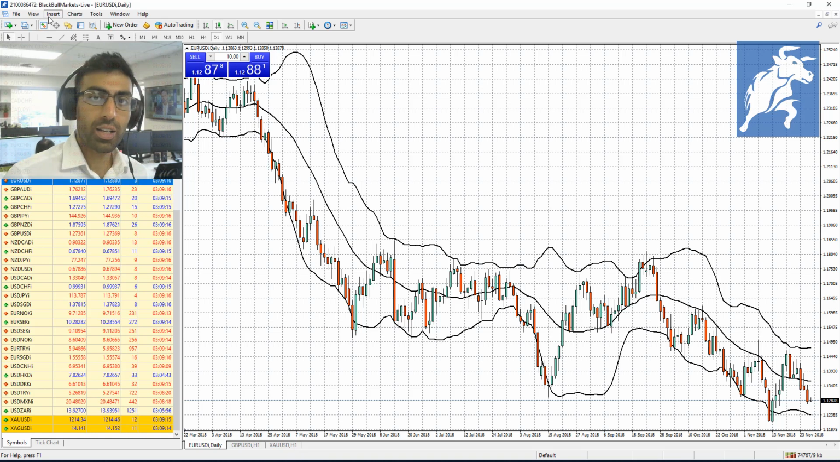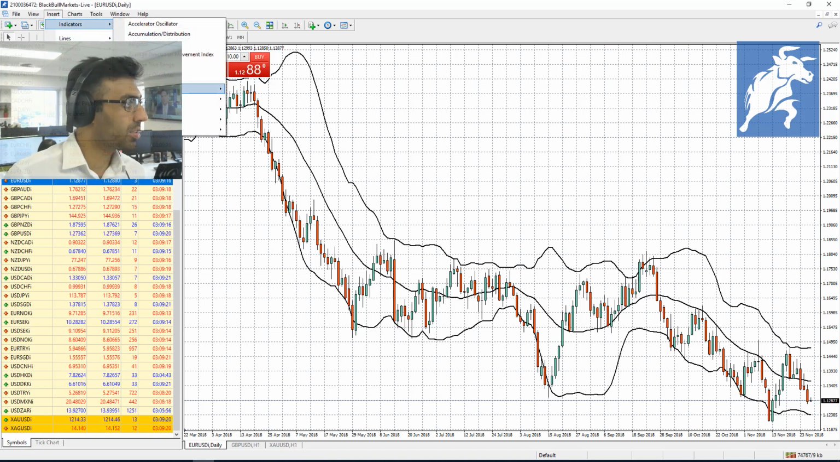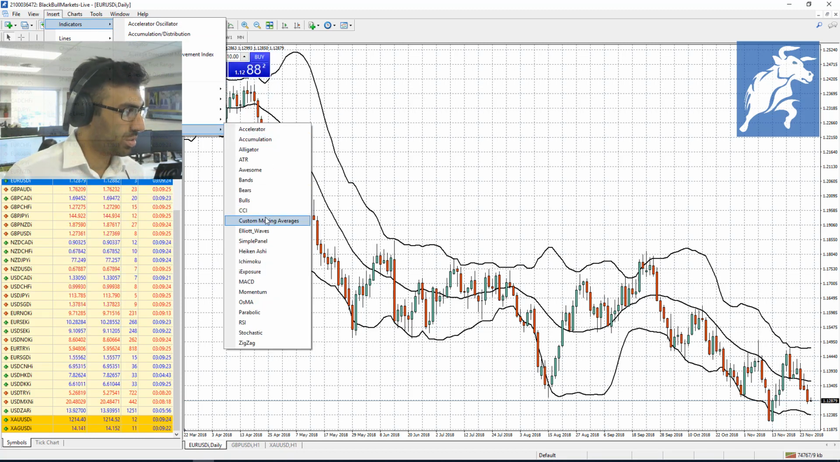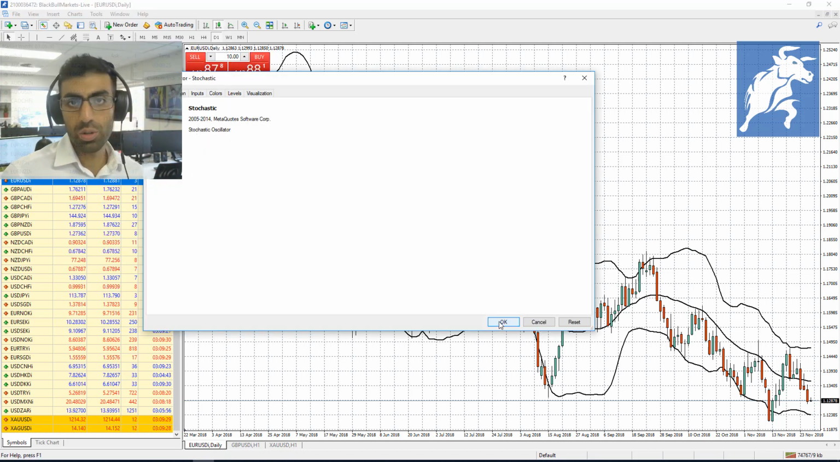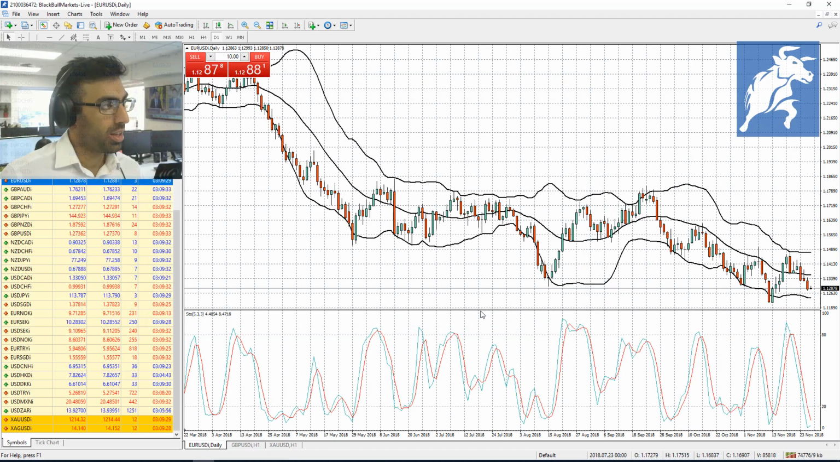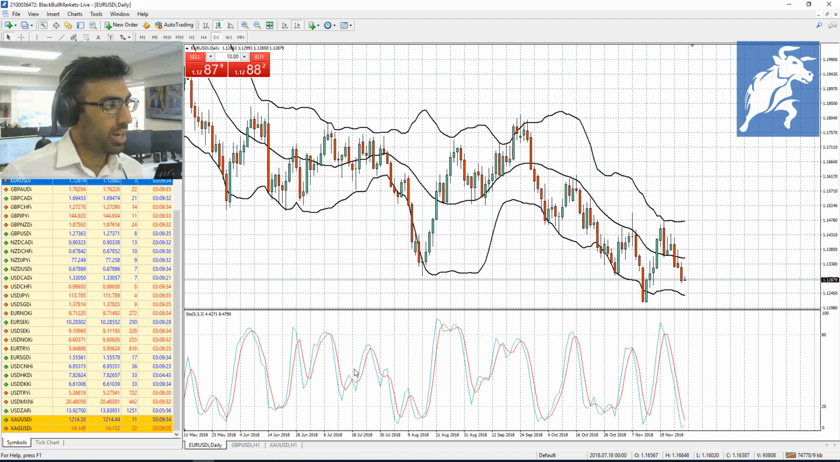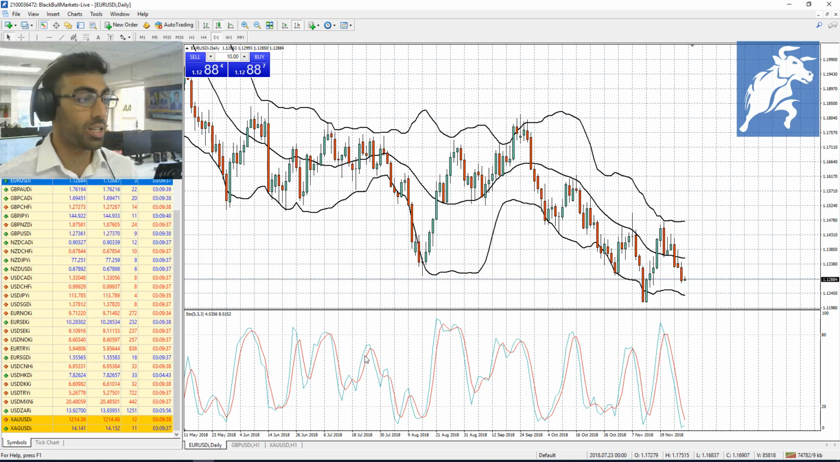The first one we're going to look at is the Stochastic Oscillator. So we'll go to Insert, Indicators, we'll hit Custom, and there we are. So Stochastic, we'll just go with the standard inputs, click OK, and here in a new window you get your stochastic indicator, which is independent of the price. It has its own scale, and it's just the basic settings that you'll find in MT4. So once you click OK, you'll get this window appear.